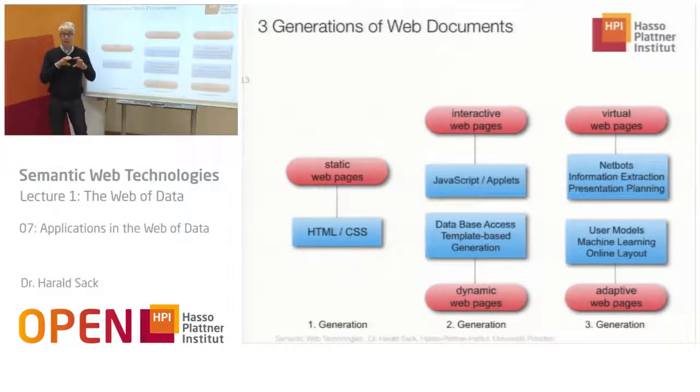And our preferences, of course, are taken into account. So my desktop management, my personal information management learns, with the help of machine learning, how I like to have my information presented. So a user model will be created automatically, and the layout of the web page will be adapted according to my preferences and to my likes. And this, of course, will develop over time together with me as a user. So these are the 3 generations of web pages.